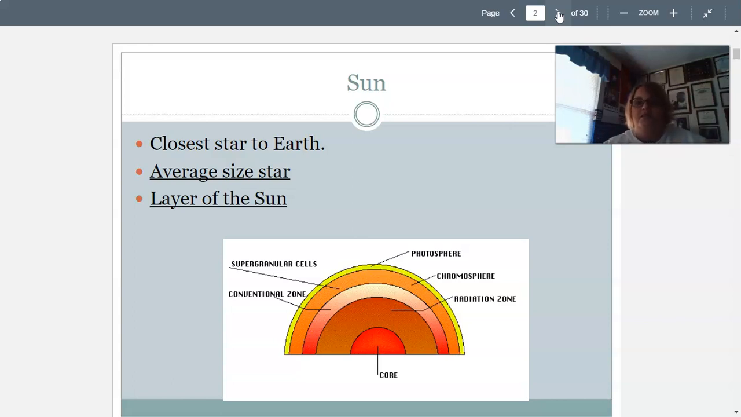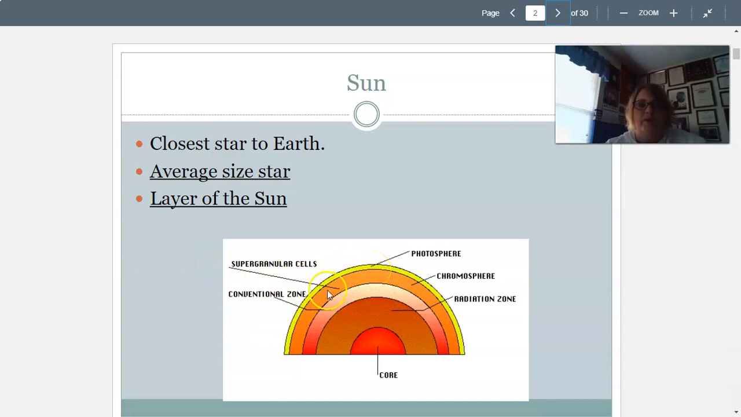Now the sun isn't just a big ball of gas. There are definite layers to the sun. So if you look down here, just like with Earth, we're gonna start with the core, okay? And from the core, then we go to the radiation zone. From there, we go to the convection zone. You notice the different colors. Okay, from there, we go to the chromosphere. And from there, we go to the photosphere.